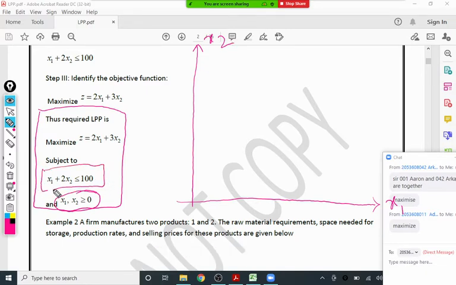To draw the inequality, first convert that inequality to an equality. So the equality will become x1 plus 2x2 is equal to 100. So just replace the inequality sign by equality. We get one equation, and we know a linear equation represents a straight line. So this is the equation of a straight line, and we can draw it very easily.